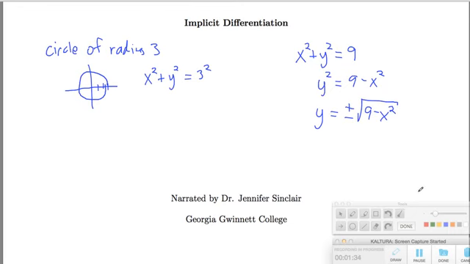So in this situation, it would be nice if there's some way we could take the derivative and leave the function in this form rather than trying to write it in that form. And there is a way to do that we're going to learn today.